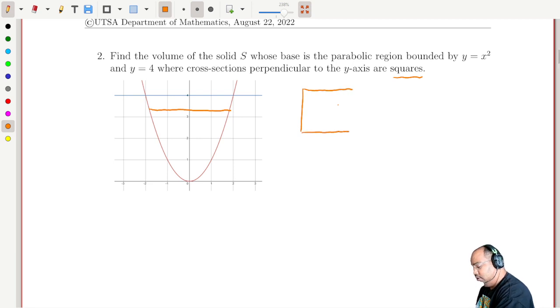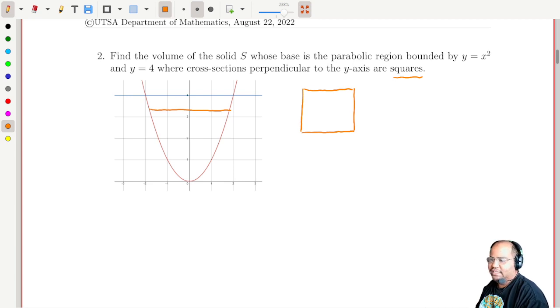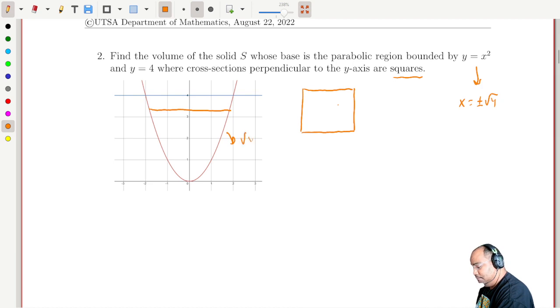So here's a square located, say, at some position y. We want to figure out the side length of the square because that tells us the area. Well, we need to think about how we're slicing: right minus left. I need these as functions of y to figure out the length across. If I solve for x in the parabola, we get x equals plus or minus square root y. So the left branch here is minus, and the right branch here is plus square root y.